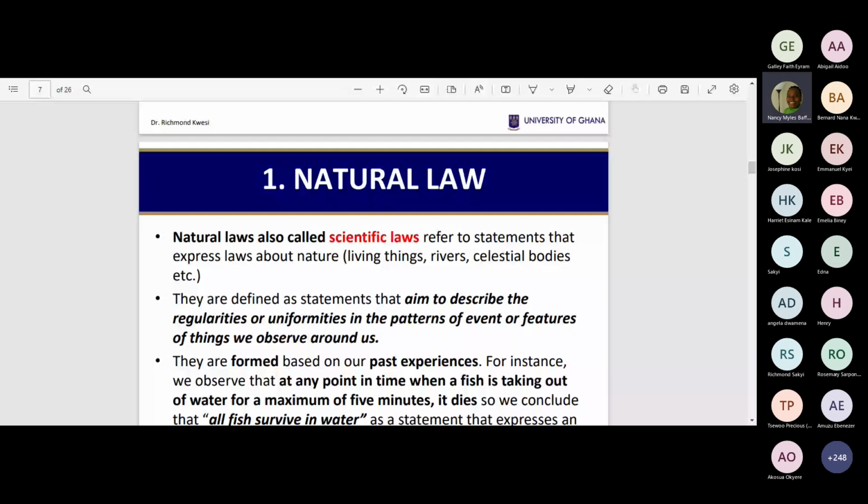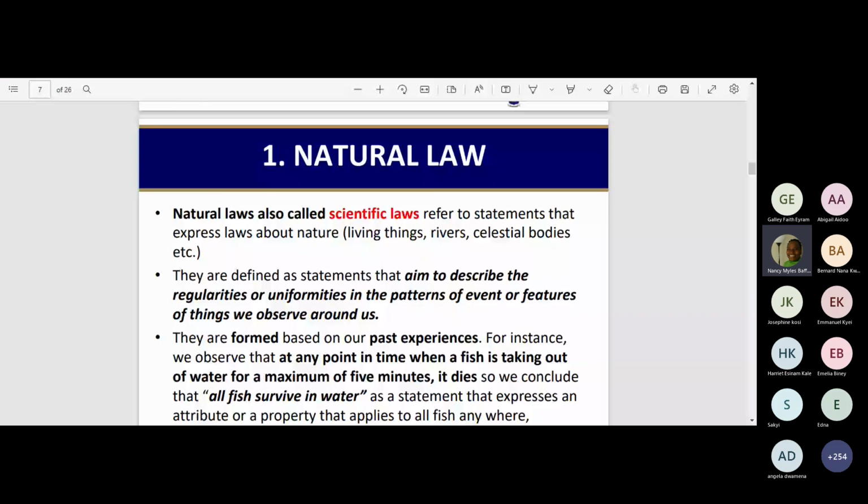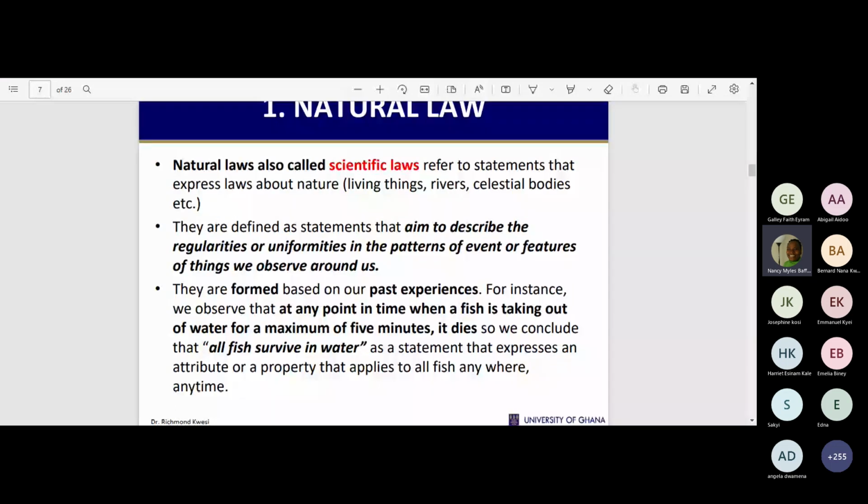All right. So that is the method. Now back to empirical. So what should you take note of? One, empirical laws are only a description of the facts as have been observed over time, okay? Look on your screen, please. They're also called natural laws or scientific laws. They aim to describe the regularities or uniformities in the patterns of event or features of things we observe around us. So the reason why you will say all fish survive in water is because that is what you have seen. That's what observation has shown us.